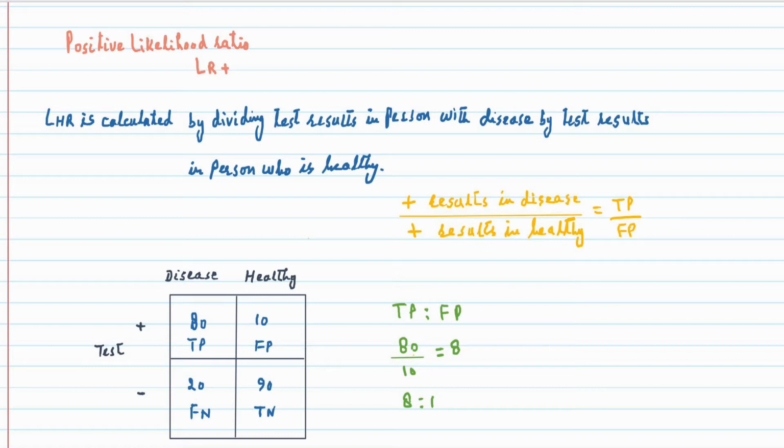In this diagram, we have a diagnostic test that has a sensitivity of 80% and specificity of 90%. If the result of this test is positive, we can calculate the positive likelihood ratio by dividing positive results in disease by positive results in healthy. That will be equal to true positive results divided by false positive results. In this case, it will be 8. So the positive likelihood ratio of this test is 8. This means with this test, a positive result is 8 times more likely to be found in a person with disease.